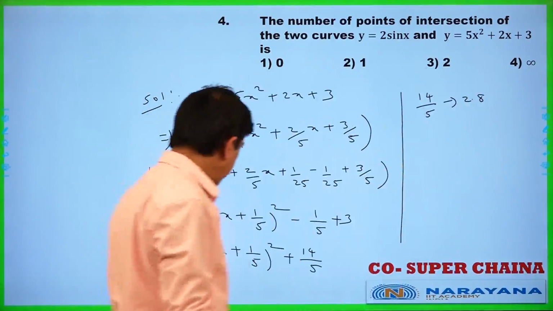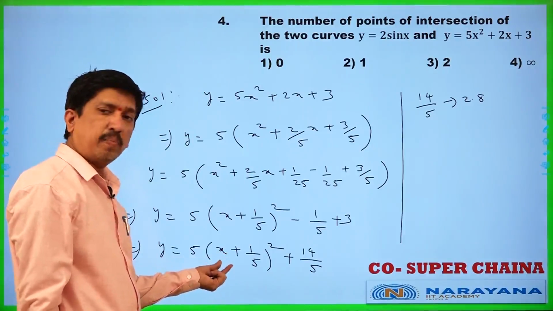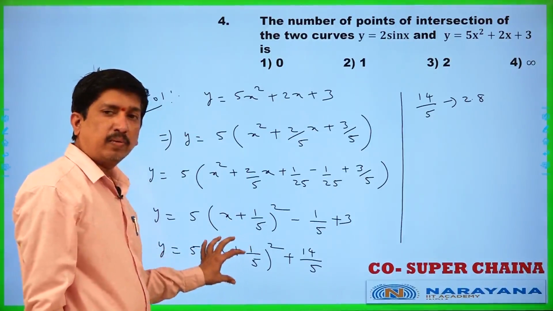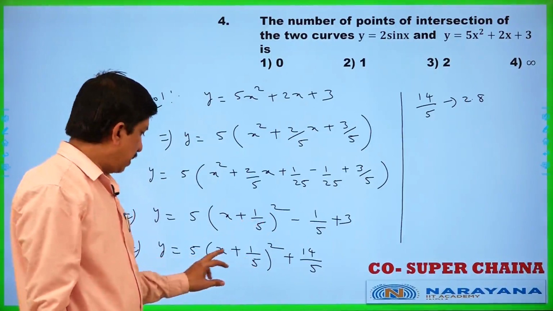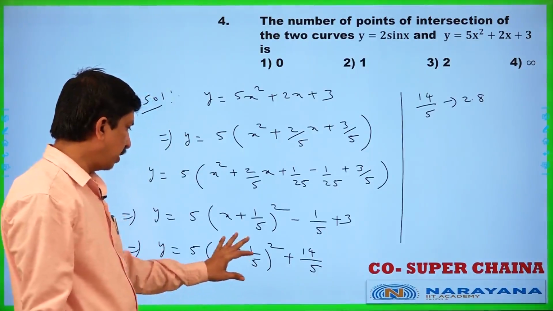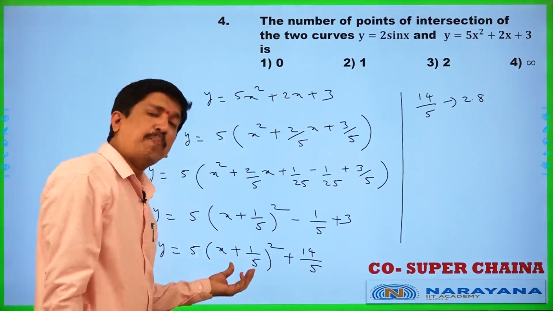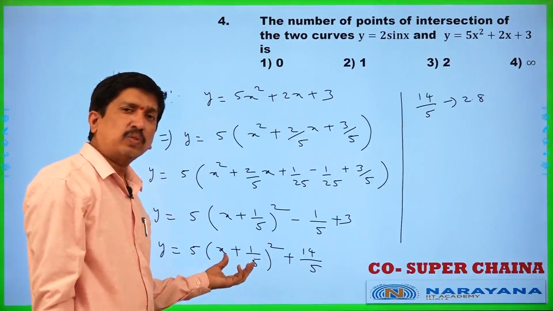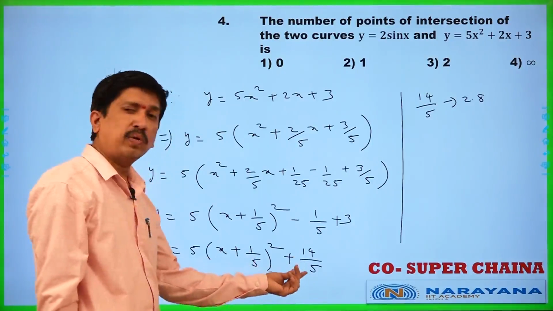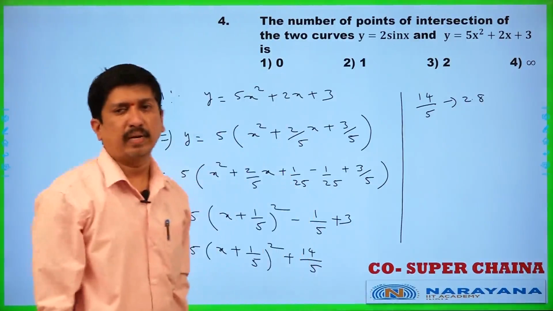See, if x equal to minus 1 by 5, if you take x equal to minus 1 by 5, this value will become 0 only. If you put x equal to minus 1 by 5, 1 by 5 minus 1 by 5 is 0. This value 14 by 5 is the minimum value you will get. Why? Because this is a perfect square, and the minimum value of a perfect square is 0. So, the minimum value of y is 14 by 5, around 2.8.